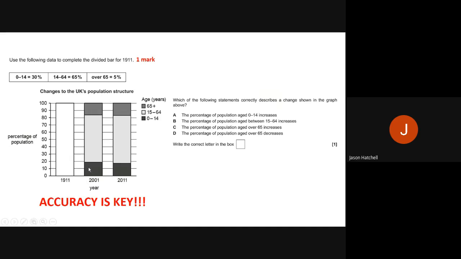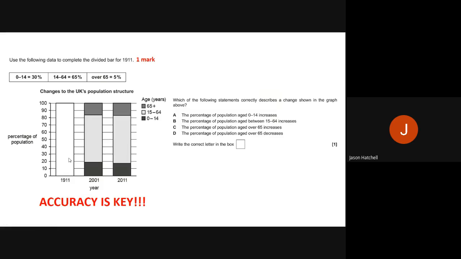We can see that they've started with the 0 to 14 range at the bottom, so we're going to do the same. So what we're going to do is we're going to look at the 0 to 14 range, and the data we've been given says it should be 30%. We've got the percentages on the left-hand side. Most of you will know how to do this without me telling you how to do it. However, what's really key here is accuracy. You must be extremely accurate. If you are not, you will not get the mark, even if it's only slight.